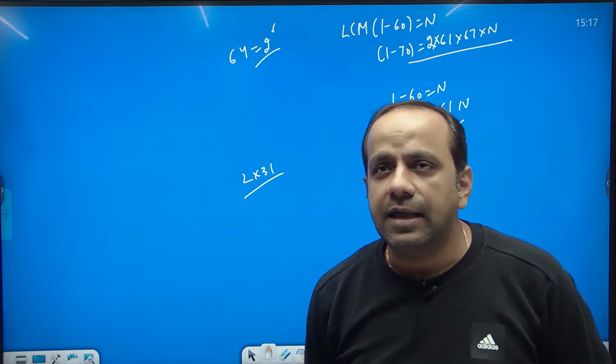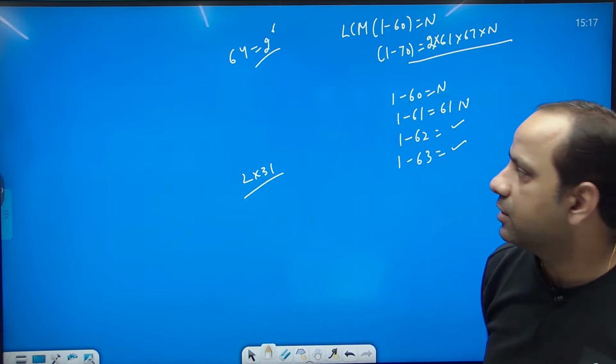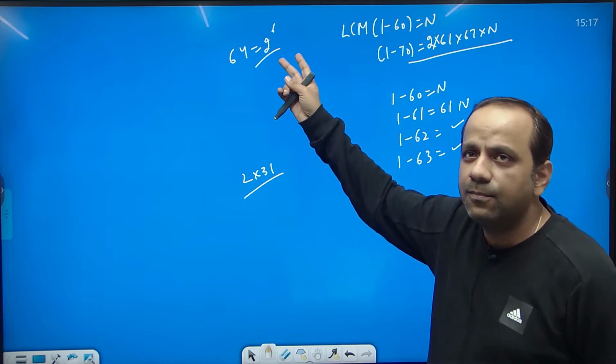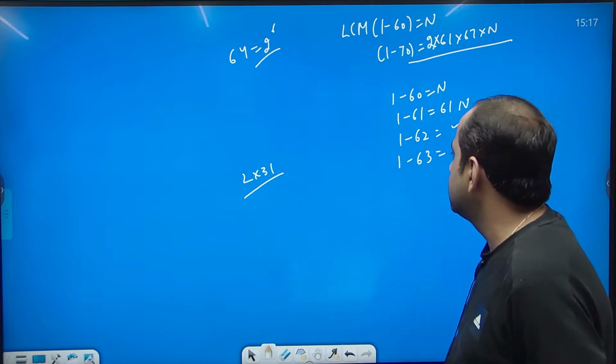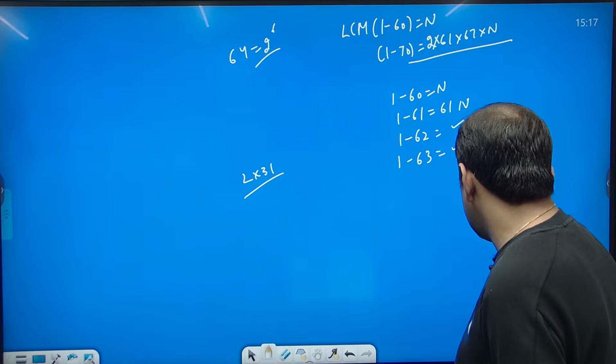No, we did not write 8. 61 into 67 into 2. You need to write down only the prime, which prime is there. Okay. I hope this concept is clear now.